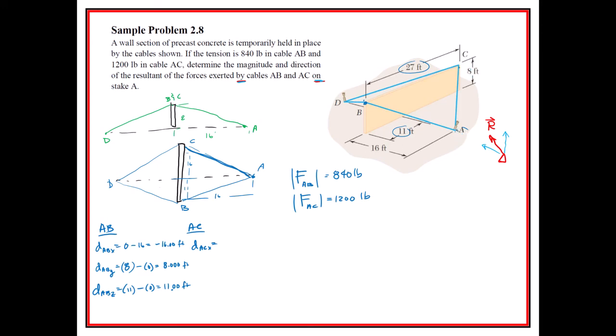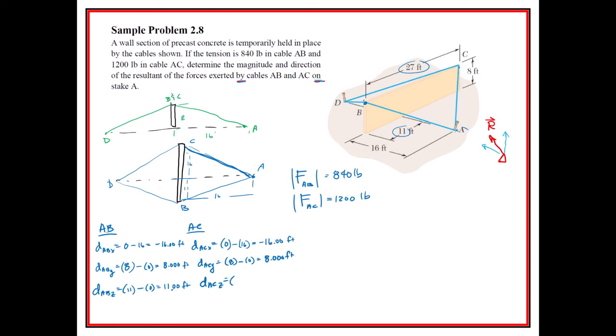All right, going with AC now. There's a similar thing going on right here, where it's going to end up at 0, but it starts out at a positive 16. So the distance it's moved is negative 16. And then ACY should be identical to the other cable. It ends up at 8, starts out at 0, so it's 8 feet.